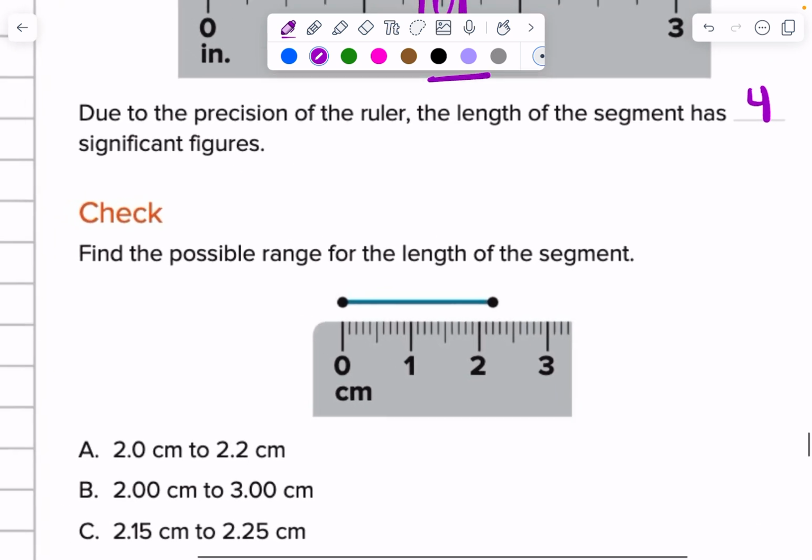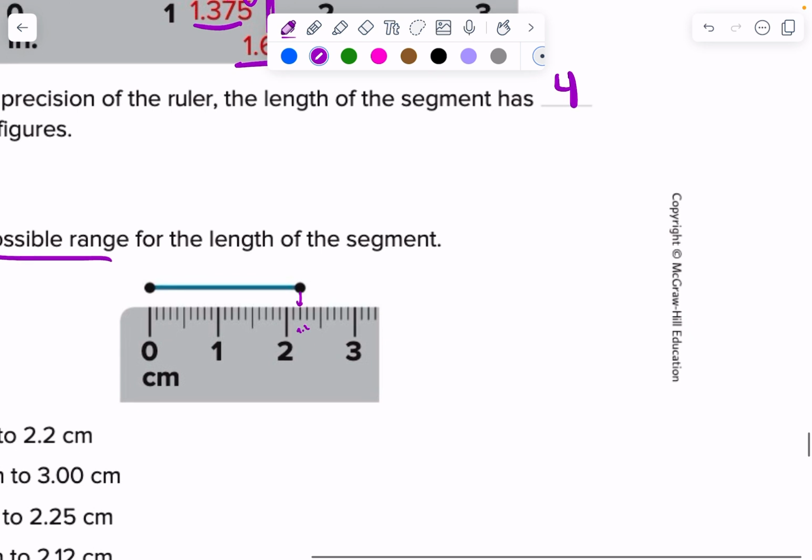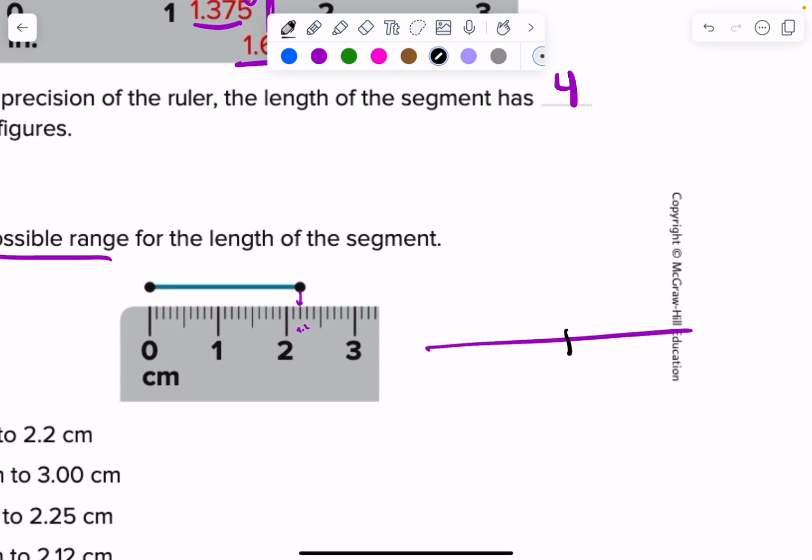Okay, so find the possible range for the length of the segment. Here we have centimeters, and this looks like it's right at about 2.2. I'm going to make this a little bit bigger, and this might help. So 2.2 is what I have measured it at right here. There's where my dot is. The next marking to the left of it would have been 2.1, and the next marking to the right of it would have been 2.3.